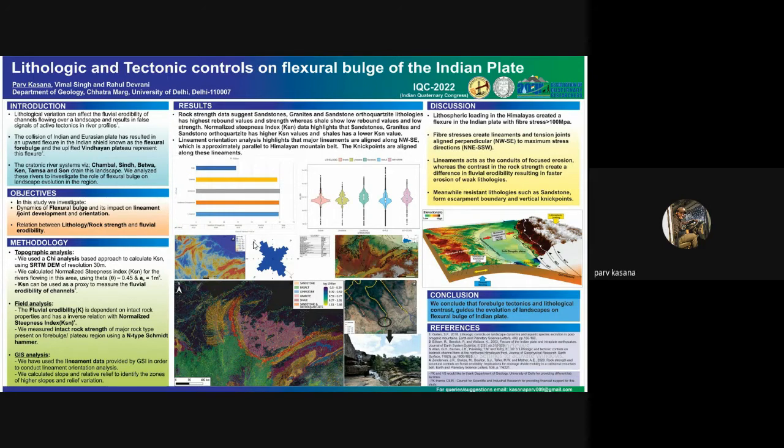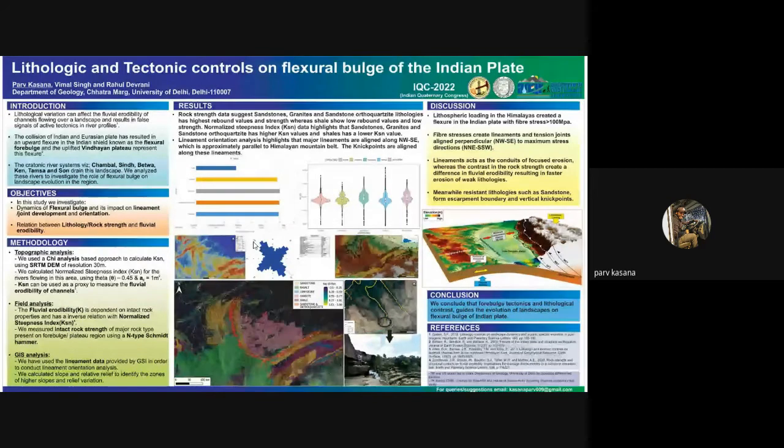And as we know, rivers are very sensitive entities if we talk about lithologic and tectonic forcing or climatic forcing in a particular region. But some lithological variations can affect the fluvial erodibility and can result in the formation of false signals of active tectonics in the river profiles. So in this work, we have tried to look at the dynamics of the flexural bulge and its impact on the lineament joint development and its orientation.